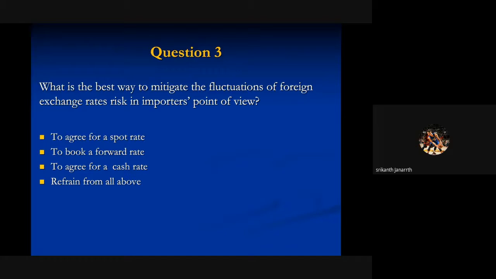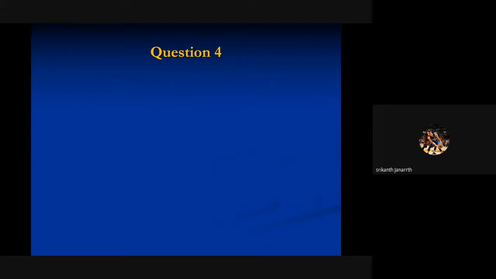Forward rate, you book a forward for a future rate. You agree for a transaction today, rate also today, cash rate, or you refrain from all of the above. Definitely, refrain from all of the above is the wrong answer. What is the correct answer? To book a forward rate. Yes, that is the correct answer.